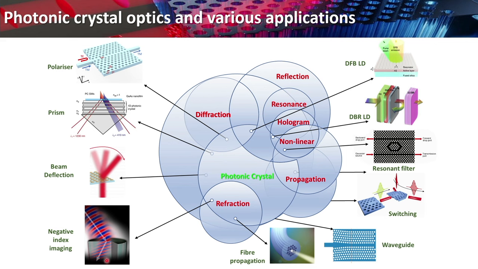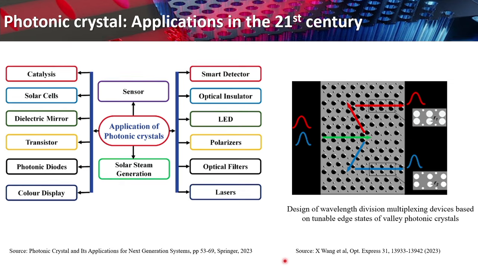You can obtain negative index imaging using photonic crystals. They are also used in distributed feedback laser diodes or distributed Bragg reflector kind of laser diodes. You can have ring resonator kind of resonant filters made out of photonic crystals. They can also be used in switching, waveguiding, and also long haul optical communication is possible using photonic crystal fibers. So here is a glimpse of all the different applications photonic crystals can cater to. You can develop sensors, you can use them for catalysis, you can use them for solar steam generation. They are used in solar cells, to realize dielectric mirrors, transistors, photonic devices, photonic diodes, color displays, smart detectors, optical insulators, light emitting diodes, polarizers, optical filters, lasers, and many more.